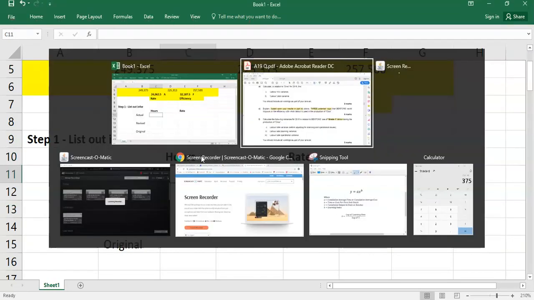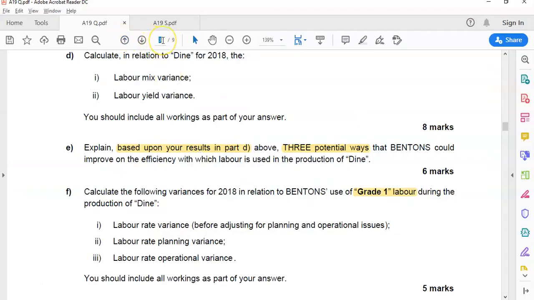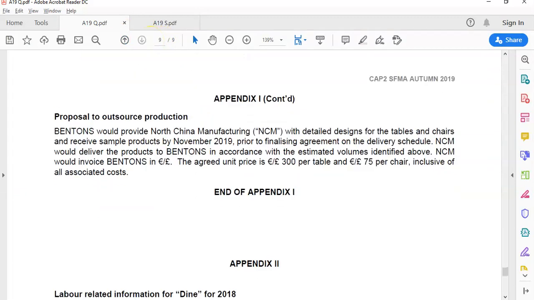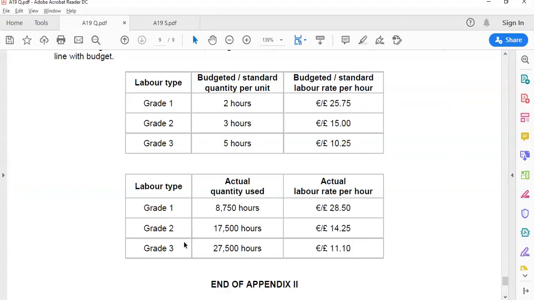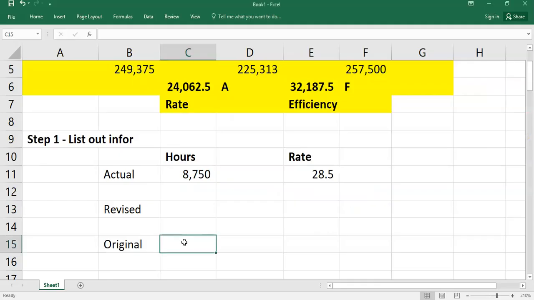So the actual hours, if we go back to the question on page 9, and we look down, the actual hours, 8750. We're only doing grade 1, remember. We're not looking at grade 2 or 3. And the actual rate was 28.5. I'll just keep those to 1 decimal. The original standard was 5,000 times 2, 10,000. And the original rate, 25.75.